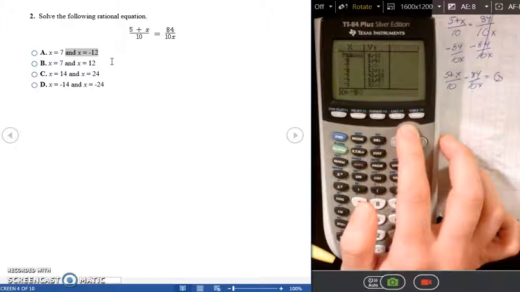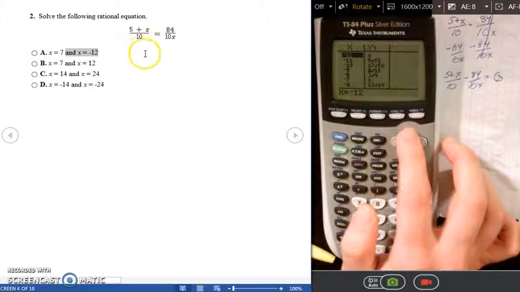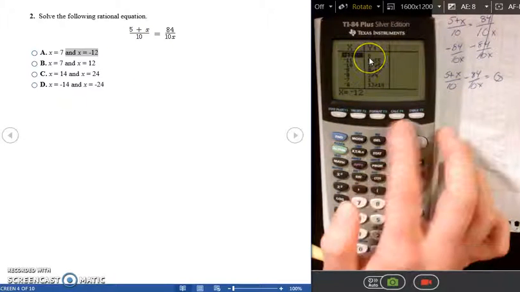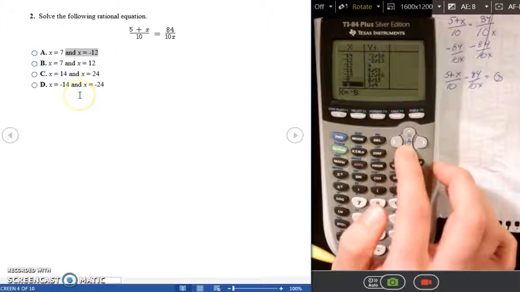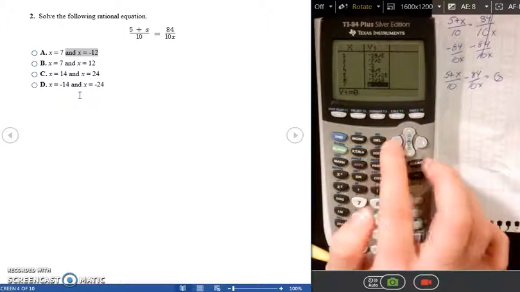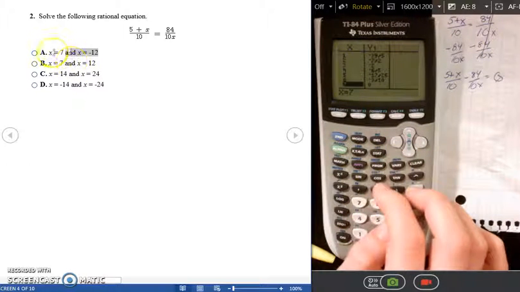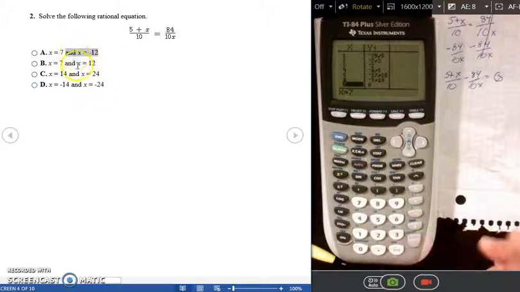So if I look at negative 12, there is a 0 there, whereas for negative 14 there wasn't. So that's why it couldn't have been D, because there wasn't a negative 14. And then if I scroll down to 7 on the table, there's a 0 there also. So that means 7 is the other answer. So I just verified that A is the correct answer.